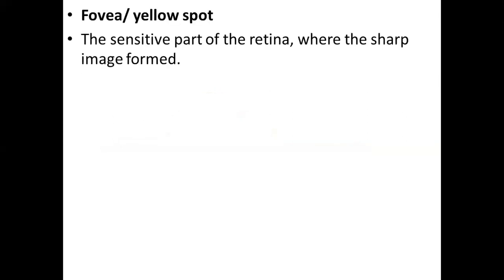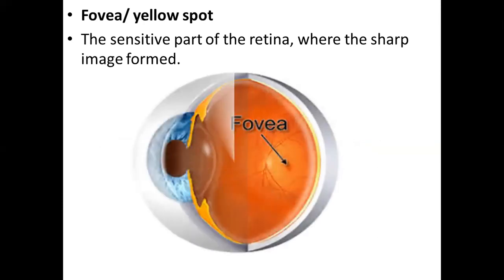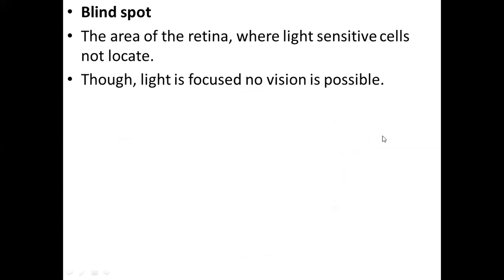The fovea, or yellow spot, is the sensitive part of the retina where the sharp image is formed. So if the image is formed here, we can see the image properly. And the blind spot is the area of the retina where light sensitive cells are not located. If the light is focused here, we can't see the image.